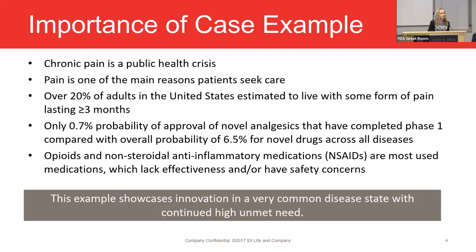Okay, so in terms of CPMP, just wanted to start with the importance of this case example. Chronic pain is a public health crisis and is one of the main reasons that people seek care. It's estimated that in the U.S., over 20% of adults live with some form of chronic pain. However, the probability of approval of novel analgesics that have completed phase 1 is significantly lower than for novel drugs across other diseases. And furthermore, the current treatments are things such as opioids and nonsteroidal anti-inflammatory medications, which lack efficacy or have some safety concerns.